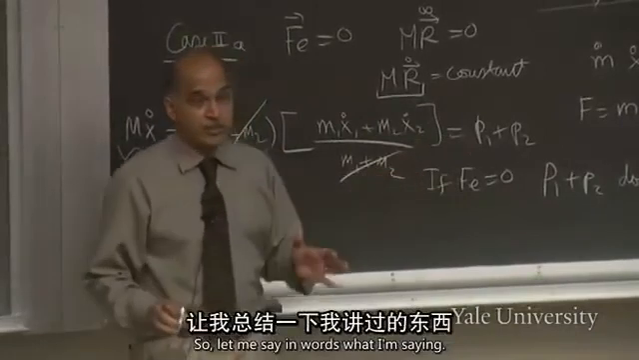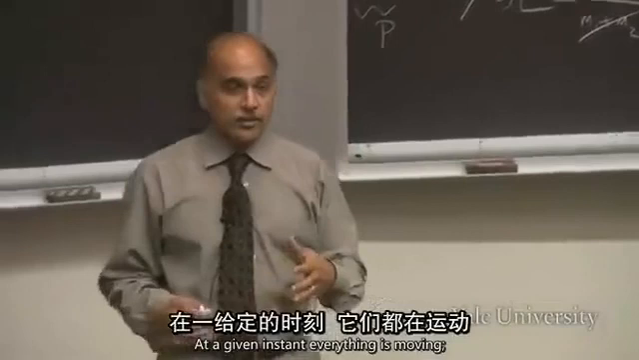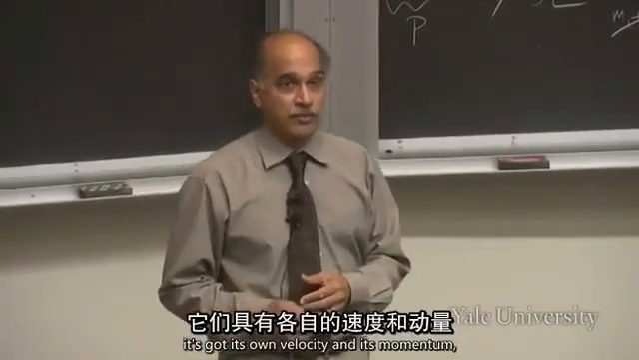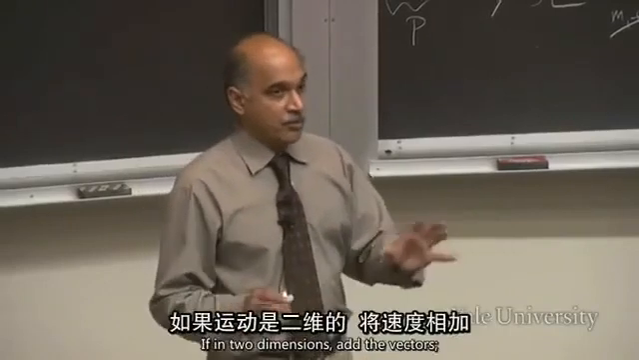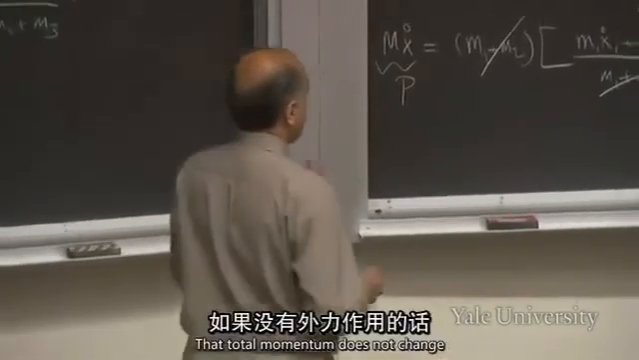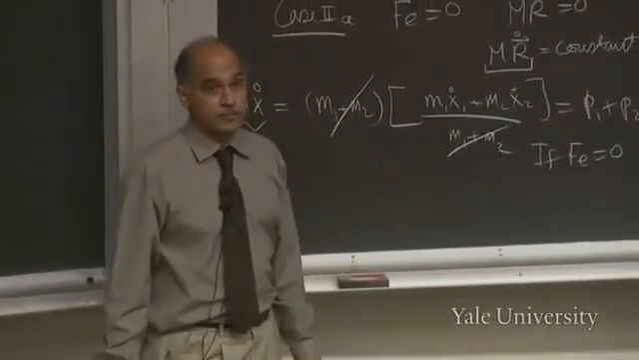So let me say in words what I'm saying. Take a collection of bodies. At a given instant, everything is moving. It's got its own velocity and its own momentum. Add up all the momenta. If you're in 1 dimension, just add the numbers. If you're in 2 dimensions, add the vectors. You get a total momentum. That total momentum does not change if there are no outside forces acting on them.